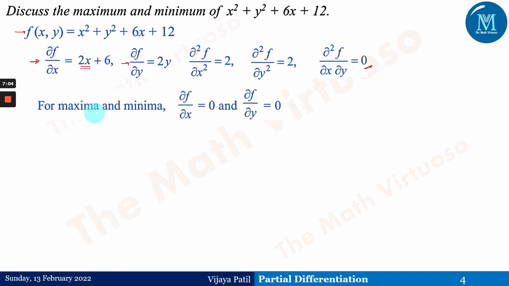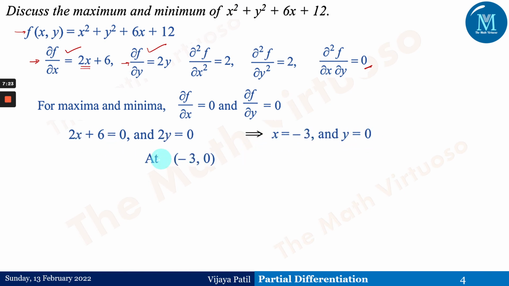After that, for the condition of maxima and minima, dou f upon dou x is 0 and dou f upon dou y is equal to 0. We have to solve these two equations simultaneously: equate each with 0. After solving, we get x equal to minus 3 and y equal to 0. So at minus 3 comma 0 we have the stationary point, which is the value of a comma b.